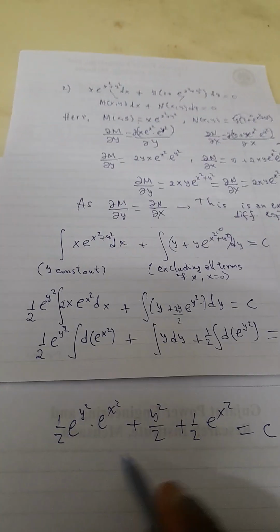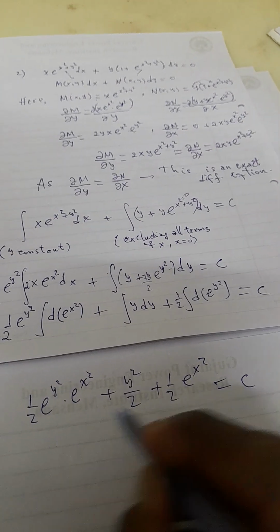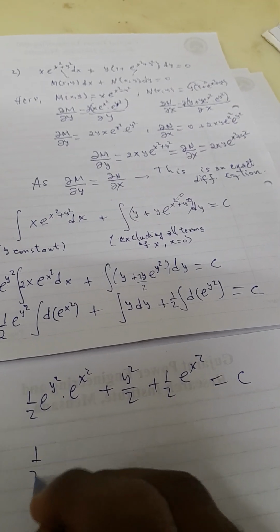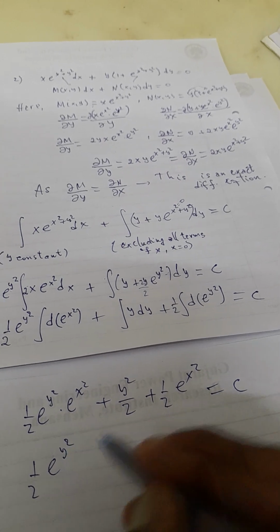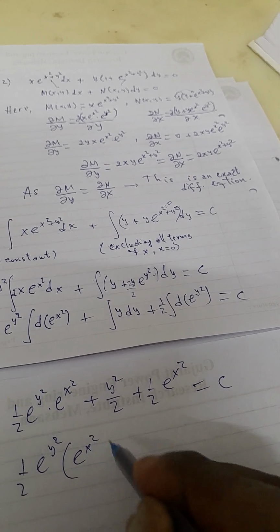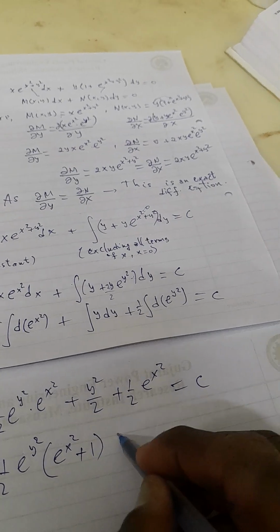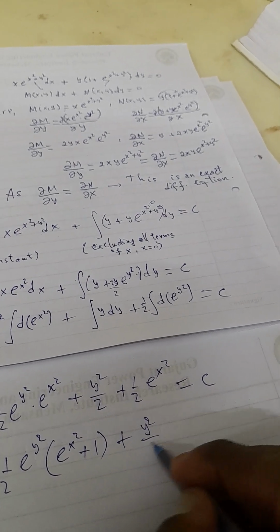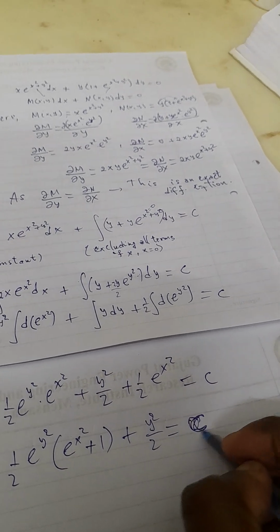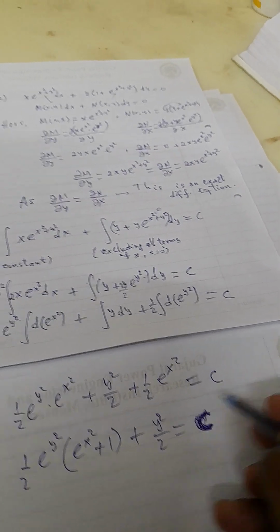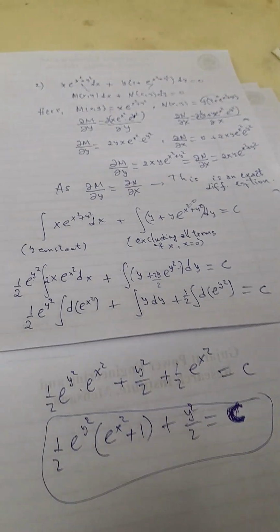This integration you know, it's okay. From here you can just come to this and this: 1 by 2 Euler raised to y square, and make Euler raised to x square plus 1, and plus y square by 2 equal to c.